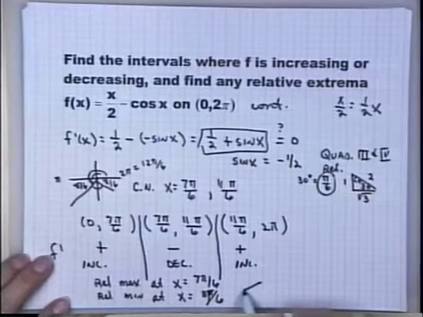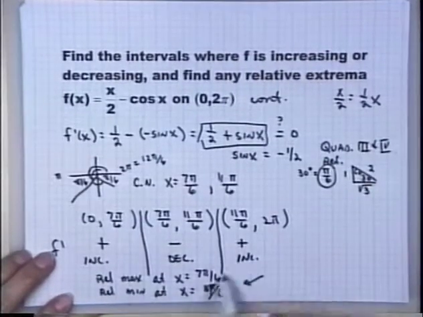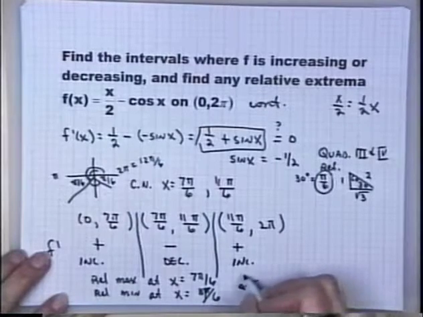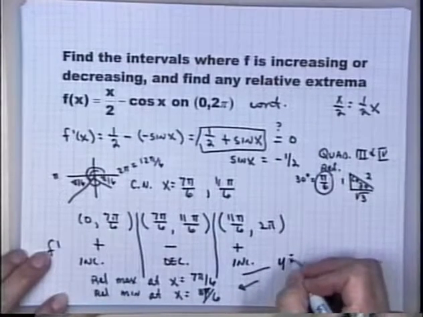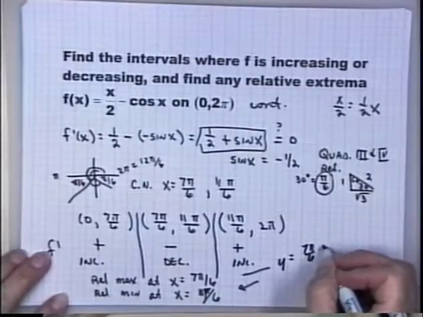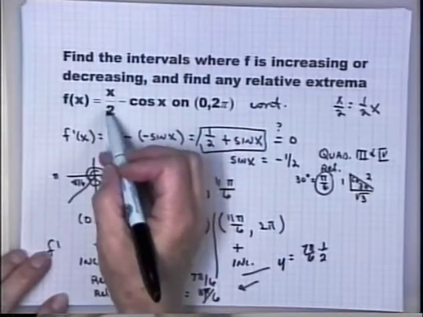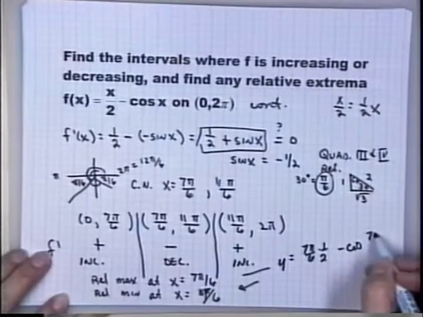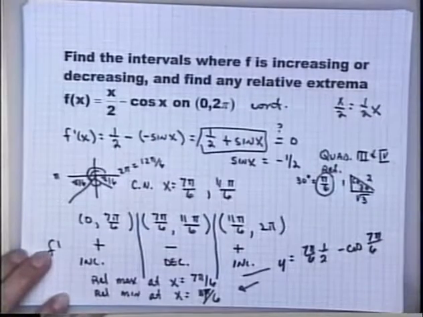Now, if we want the y values that go with these, what do we do? We go back to the original function. So, like for the y value here, y would equal 7 pi over 6 times a half, because x over 2 is like 1/2 times x, minus the cosine of 7 pi over 6. What I would suggest is that you just go to a calculator and approximate that value to get those y values.